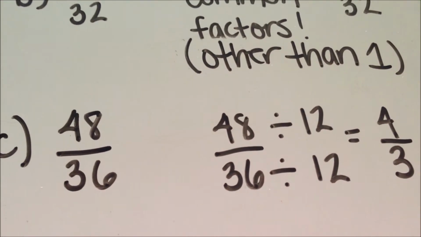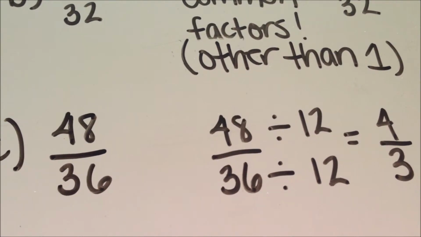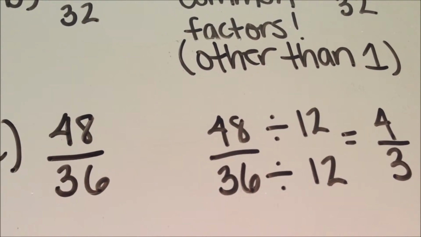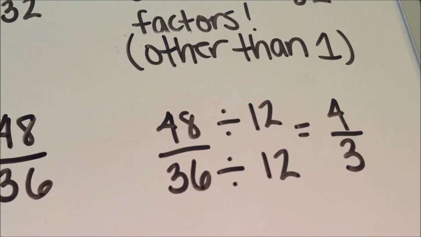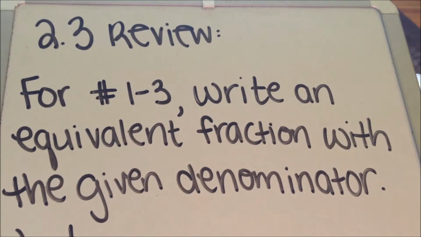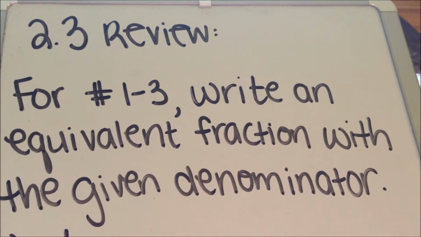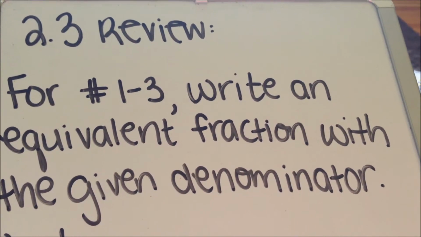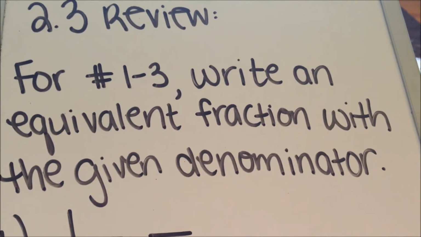Finally, we have 48 over 36. The GCF between the two numbers is 12. So if we divide both by 12, we end up with 4/3. Let's try some review problems. For numbers 1 through 3, write an equivalent fraction with the given denominator.